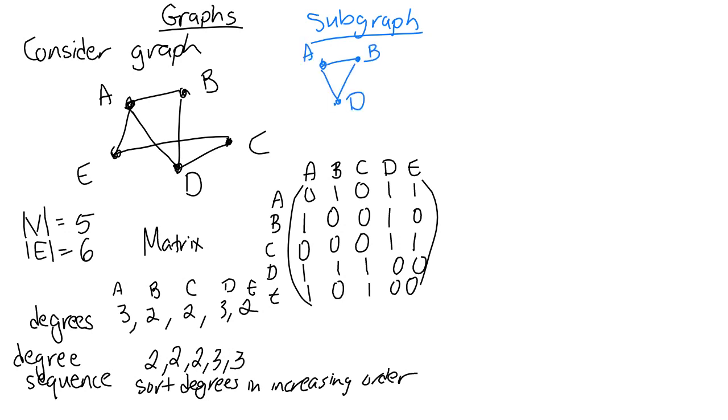So A, B, and D are all connected to each other. If you recall, one of the special graphs was the graph where everything is connected to everything else. This is called a K3 subgraph because there are these 3 points, and those 3 points are all connected to each other.